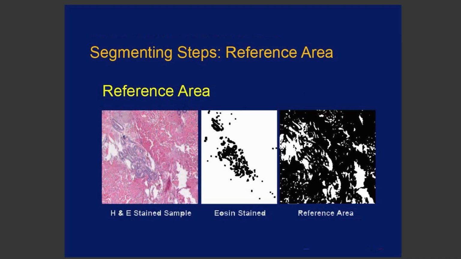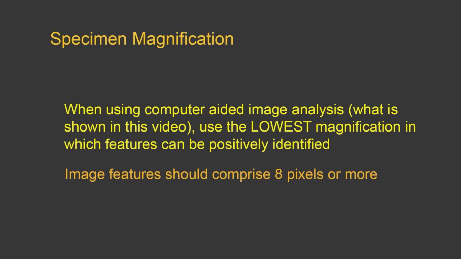So here you have an image, and then from that image you have the thresholded area that you wish to measure, and then that's sitting on a reference area that you would want to create so that you can eliminate any holes that are in your tissue. Note that when you're doing computer-aided image analysis, use the lowest magnification in which features can be positively identified.